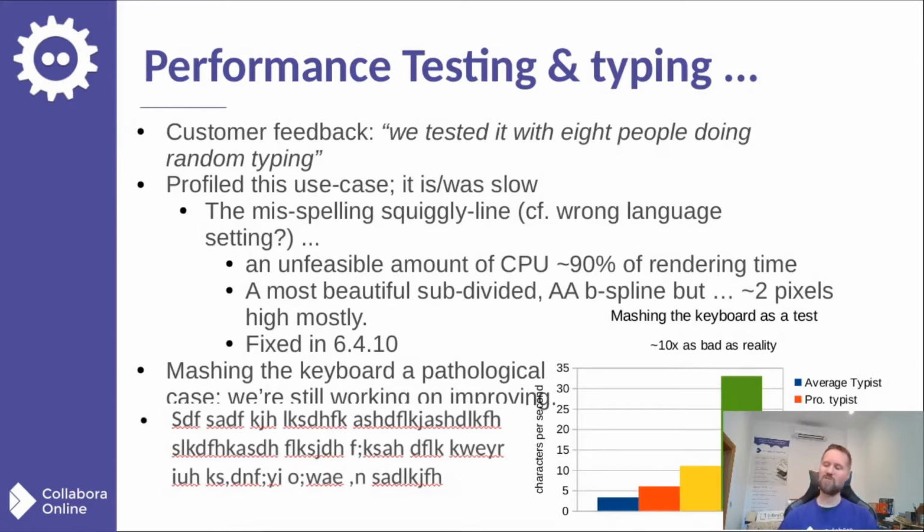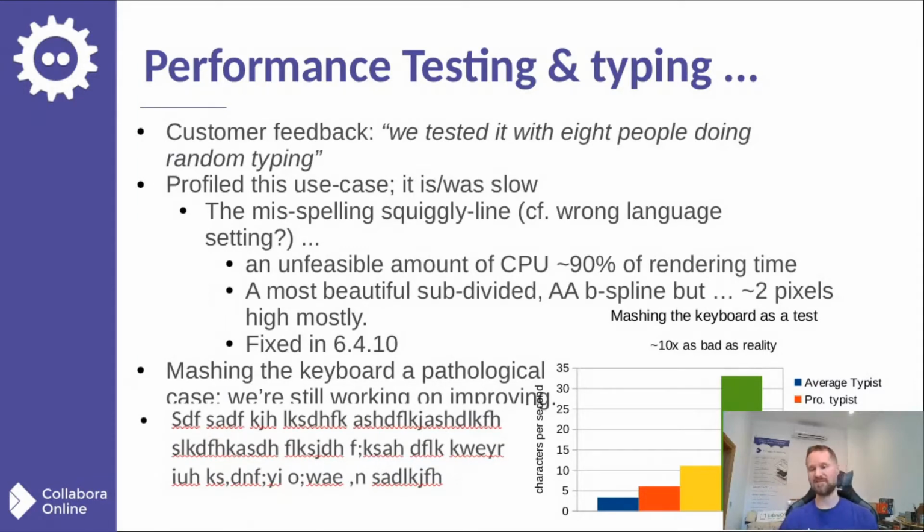One of the feedbacks we were getting was really around customer testing. We tested it with 8 people doing random typing in our IT department, and indeed, this was a use case that actually sucked. It turns out that one of the problems was just rendering these misspelling lines. If you mash the keyboard, as I've typed some earlier here below, you produce just nonsense. And the spell checking rendering of these lines, it was the most beautiful squiggly line in the world, but it took at least 9/10 of the rendering time.